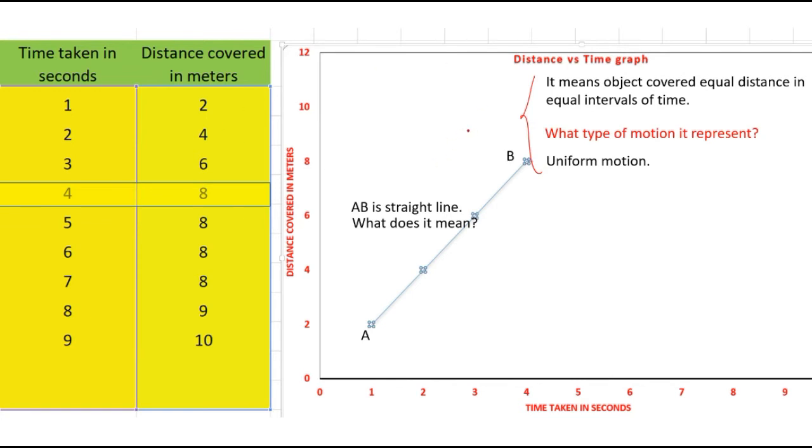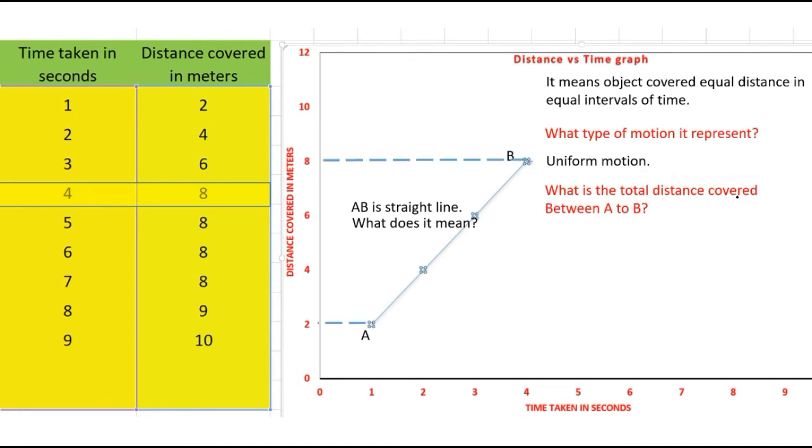So why are we going through this video tutorial with a few questions and answers? Because this type of question you can expect as an objective type question in your question paper. They give you this type of graph and ask you what type of motion it represents. So I said that if it's a straight line graph, it's a uniform motion. We'll see a few more questions on this.